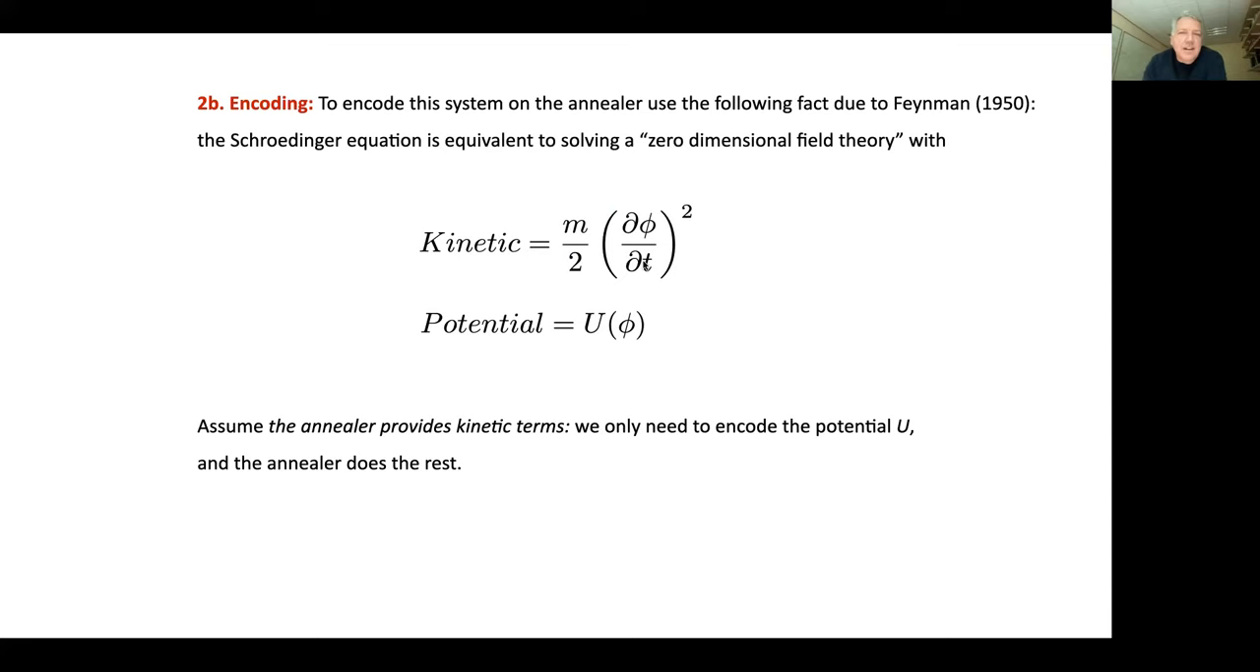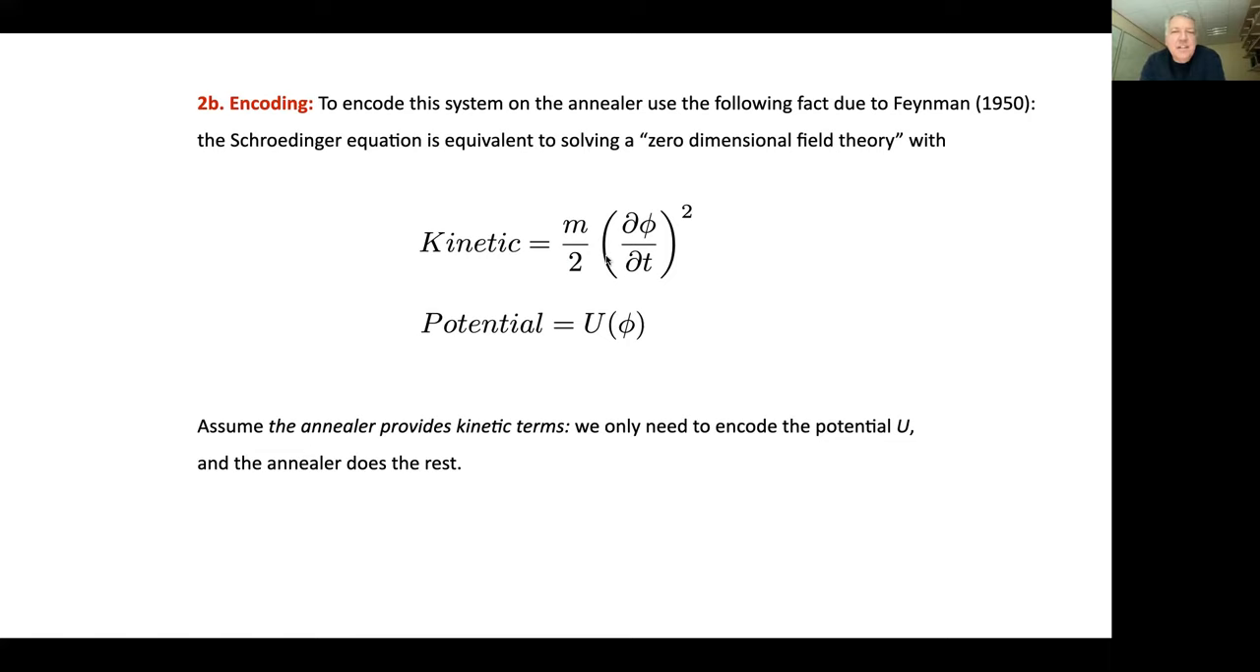And so in the Schrödinger equation, there's a kinetic term in the zero dimensional field theory. Well, and also when you're treating it in the Feynman way as a zero dimensional field theory. And what we're going to do is assume the annealer is going to provide the kinetic terms for us. And so we're only going to encode the potential and let the annealer do the tunneling. So really what we're doing when we are doing a tunneling experiment is we're measuring, if you like, the kinetic term, which is coming from the annealer. And we just create the potential, and we're observing that there's dynamics in it. So the kinetic term is sort of coming for free, if you like. We're not putting it in there.